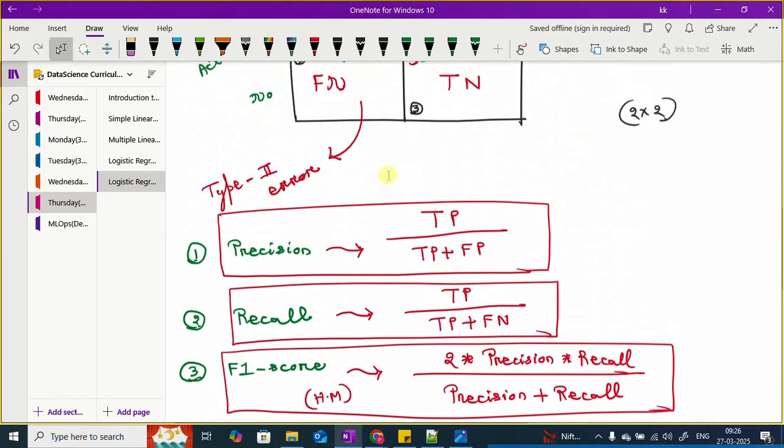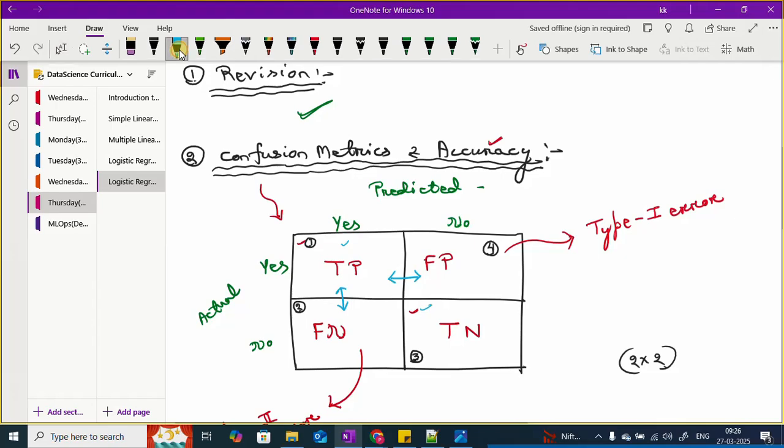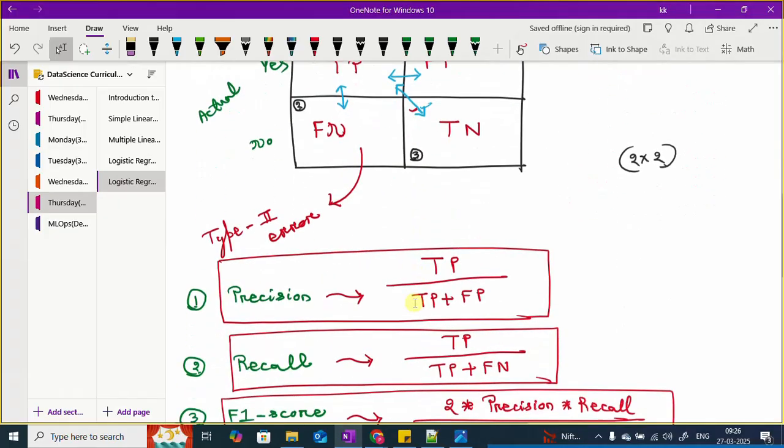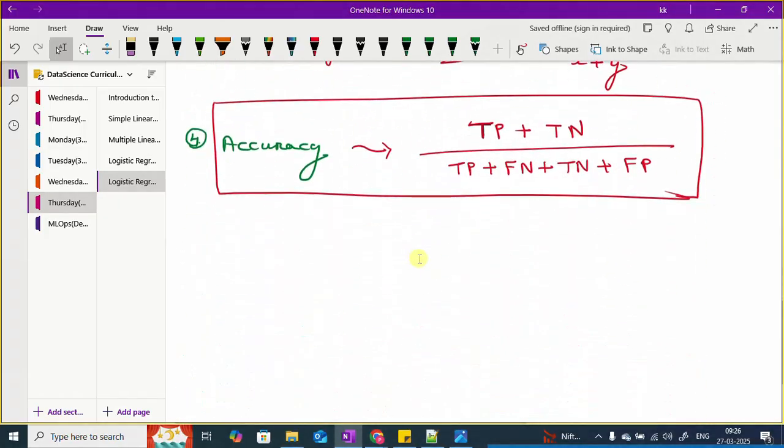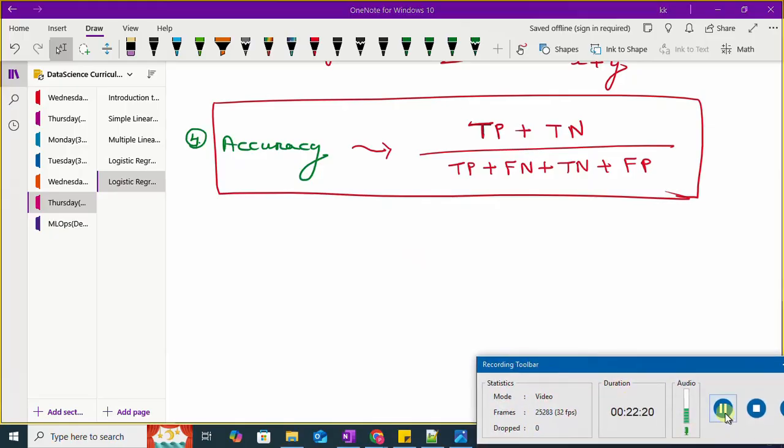So this is my accuracy. If I find out accuracy, it will be TP plus TN divided by all the four: TP plus TN plus FN plus FP. Okay. Clear, guys? Any doubt so far? Let me go back to your chart and see.